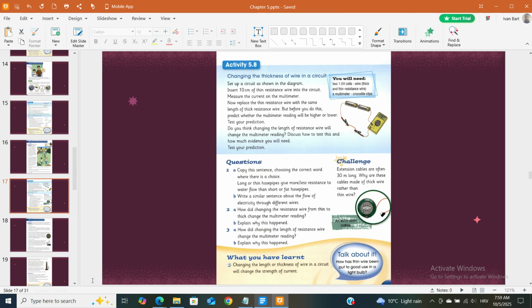Questions. 1. a) Copy this sentence, choosing the correct word where there is a choice. Long or thin hosepipes give more, less resistance to water flow than short or fat hosepipes. b) Write a similar sentence about the flow of electricity through different wires.